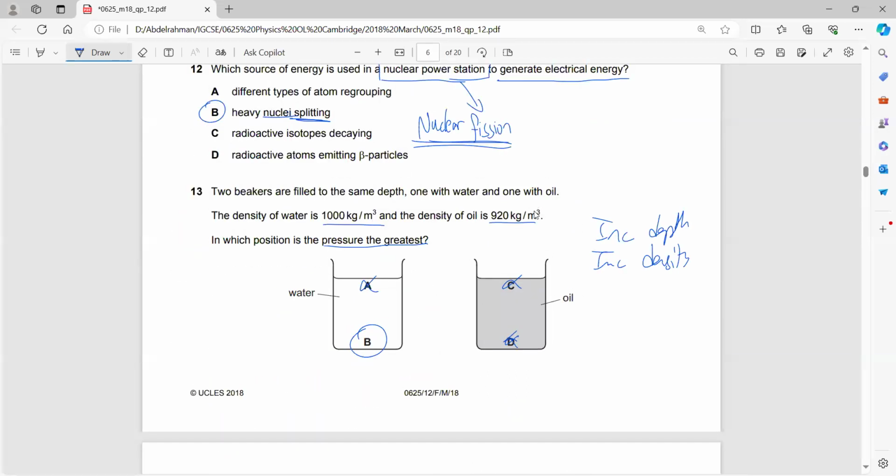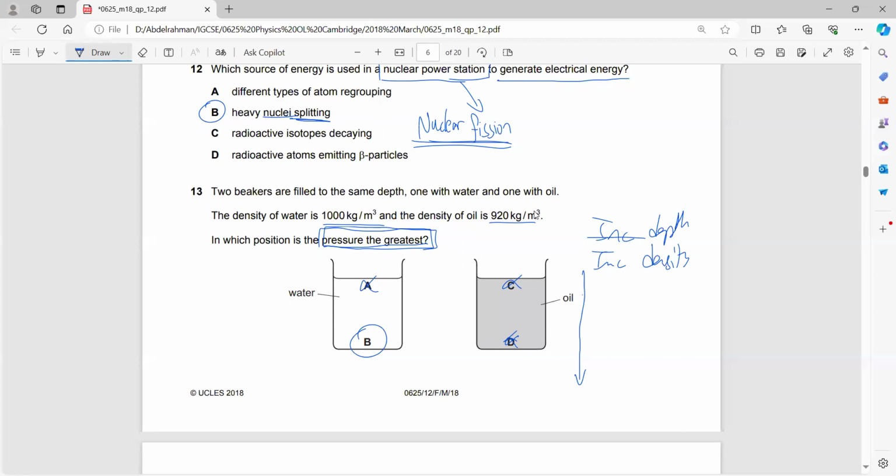Again, how can I increase the pressure? I need to increase the depth. As you move down, the pressure increases. For example, when you're swimming in a swimming pool, on the surface you don't feel that much pressure, but whenever you go deeper below the surface of the water, your ears start to hurt. Why? Because the depth has increased and the pressure below the water has also increased. Whenever your depth below the surface increases, the pressure increases.